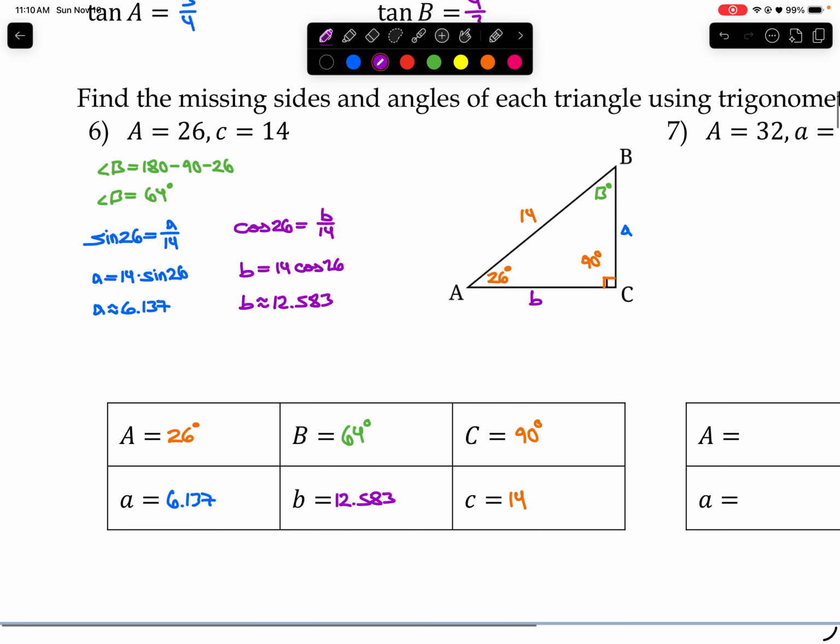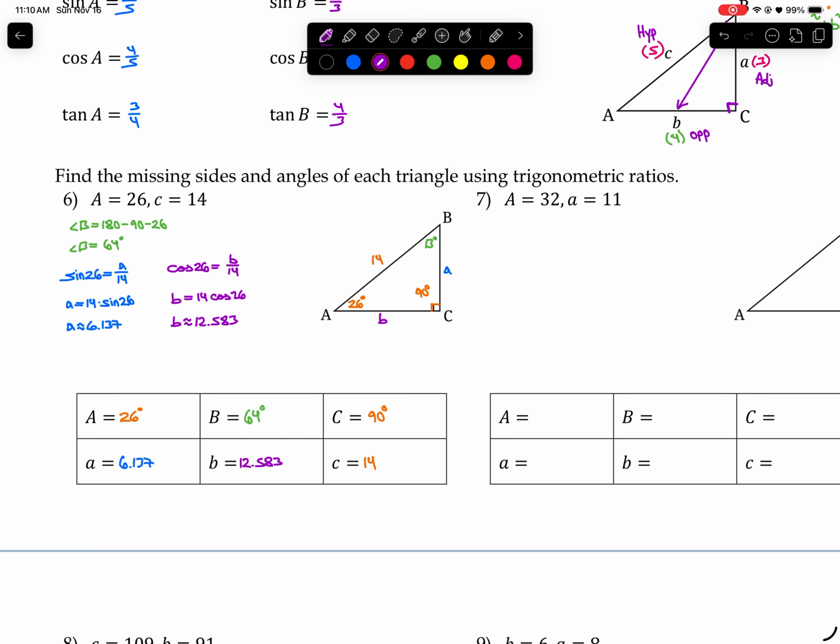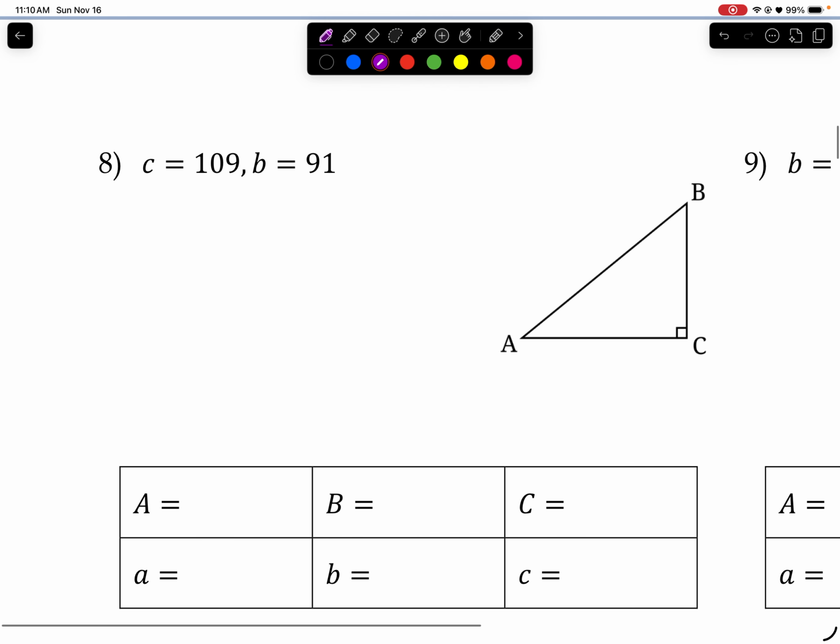Okay, so there's this one. So 7 is going to work very similar. I know on 7 I use tangent ratios, so just another example for you. But we're going to scroll down and we're going to look at number 8.